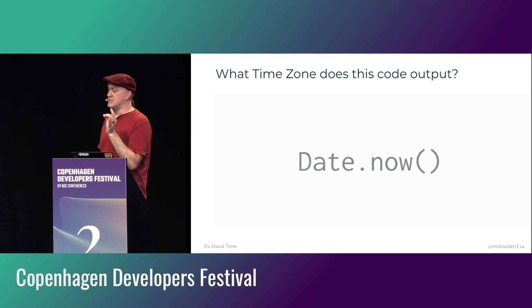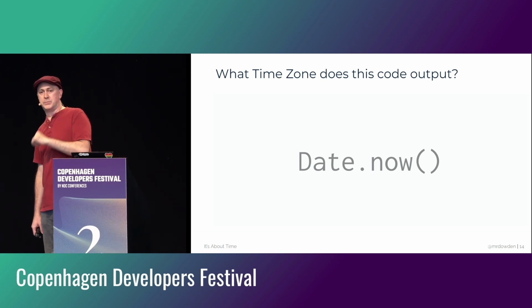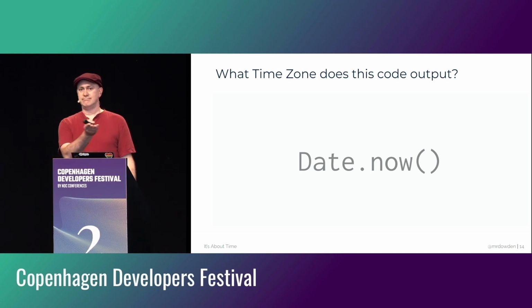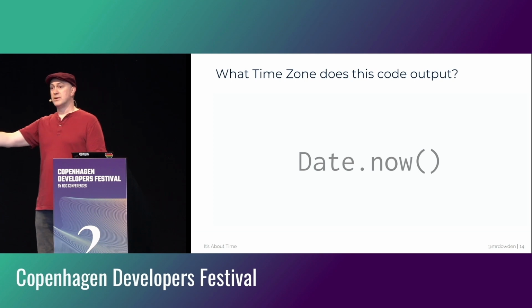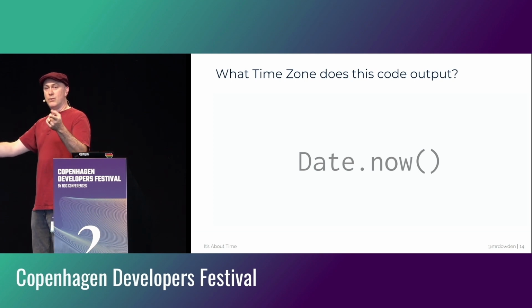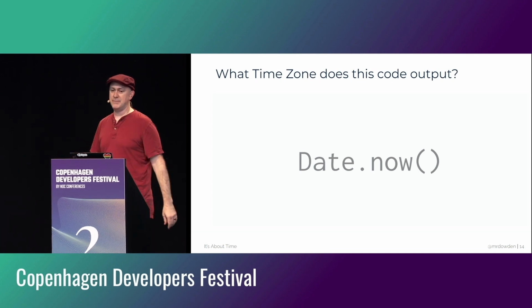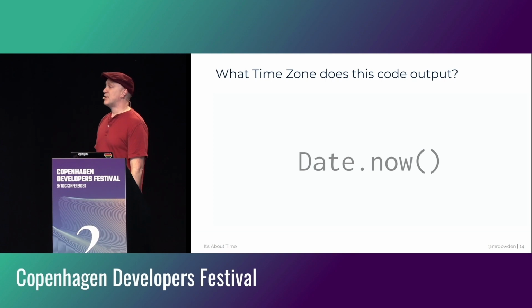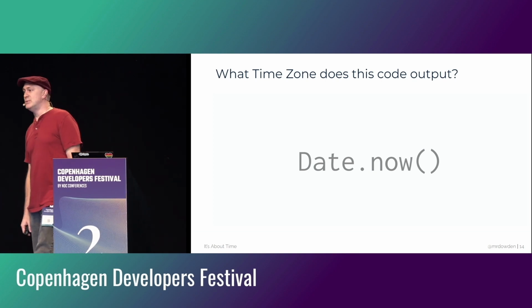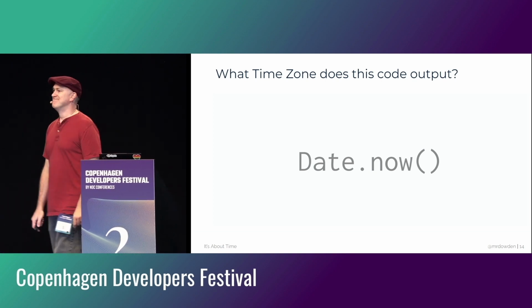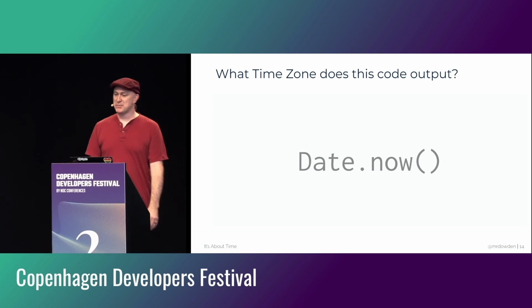In what time zone does this code output? Local? We have consensus on local, okay? No. This outputs the Unix epoch in UTC. Not necessarily useful, but that's what it does.